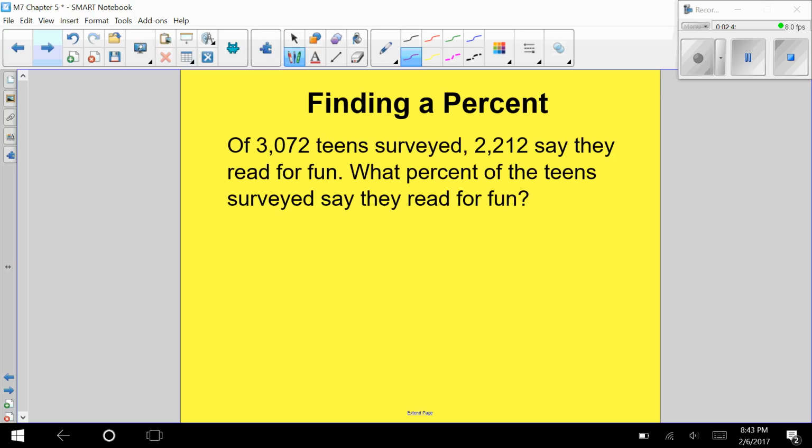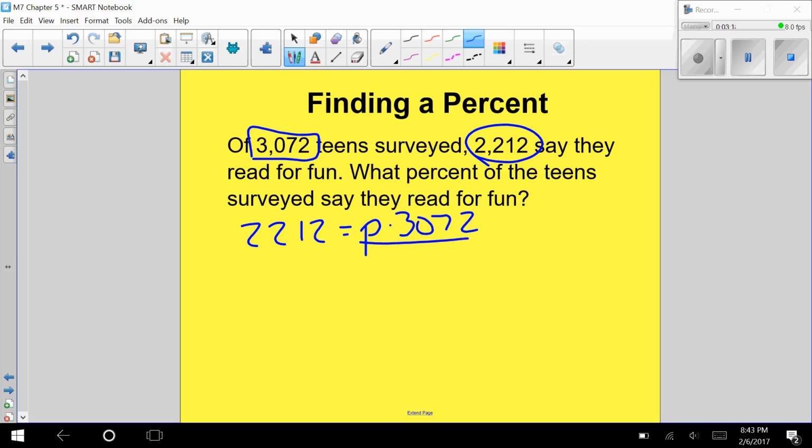And finally, we can find a percent using our equation. Of 3,072 teens surveyed, 2,212 say they read for fun. What percent of the teens surveyed say they read for fun? Well, our part is 2,212, and our whole is 3,072. So we do our part, 2,212, equals our percent times our whole, 3,072.